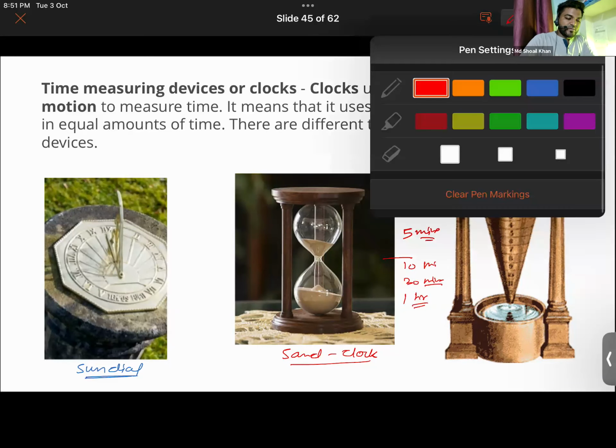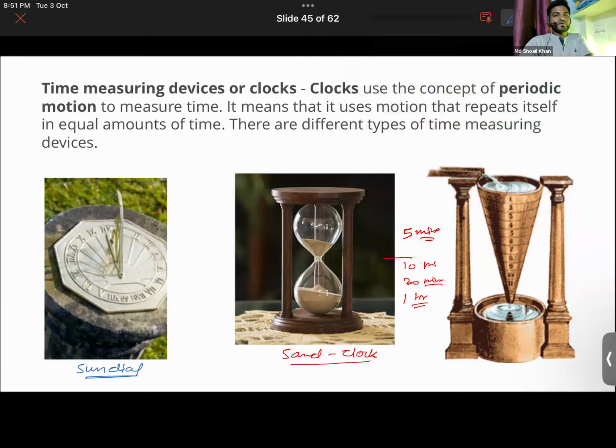The limitation is that when you use a sand clock, it actually just measures the time gap. It's like a stopwatch. Earlier people used it more like a stopwatch rather than a clock. Getting it now? So it does not show the specific time of the day.